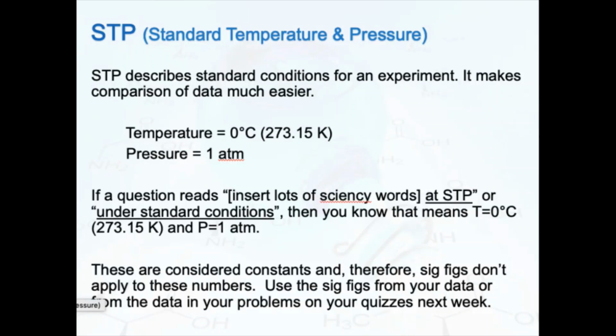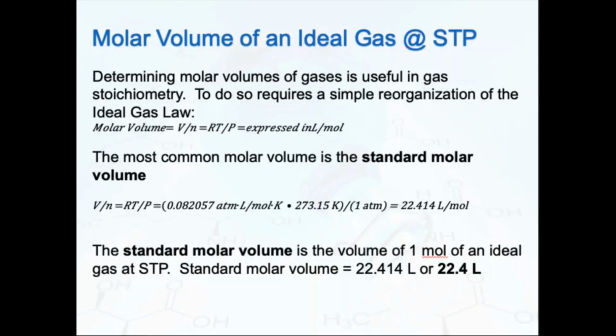So determining the molar volume of a gas is really helpful for stoichiometry purposes, gas ratios, things like that, and all it requires is the reorganization of our really helpful, wonderful ideal gas law. In order to manipulate this equation, you have to know what molar volume is, and molar volume is V over N. So it's the volume of the gas over the number of moles of the gas that you have.